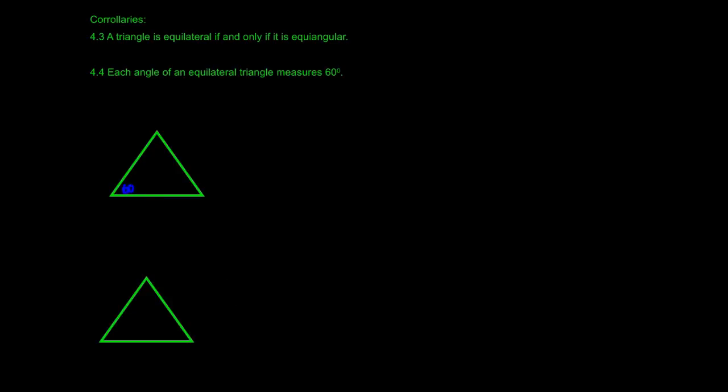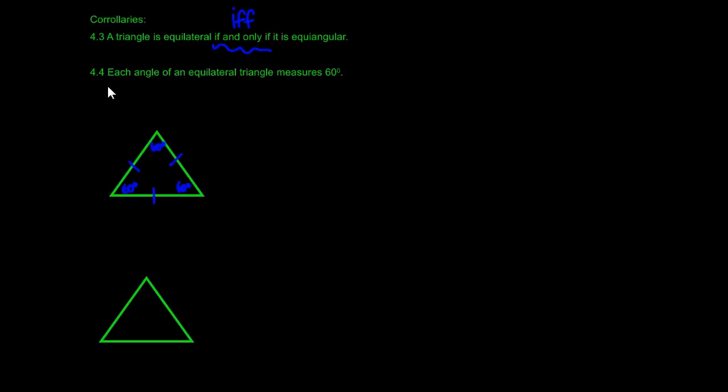60 degrees, yep. So if it's equiangular, then I know that it's an equilateral triangle, and it works the other direction. If and only if can be abbreviated IFF. So when you see that, don't think that I've misspelled if. It just means it works both directions. So a triangle is equilateral if it's equiangular, and a triangle is equiangular if it's equilateral. So that means if all of my angles are 60 degrees, all of my sides are equal in measure, or if all of my sides are equal in measure, then all of my angles are 60 degrees.